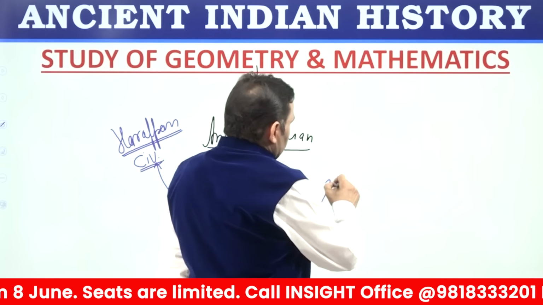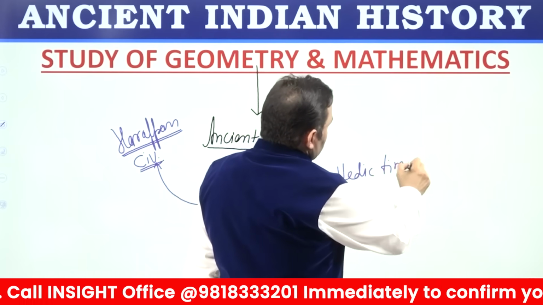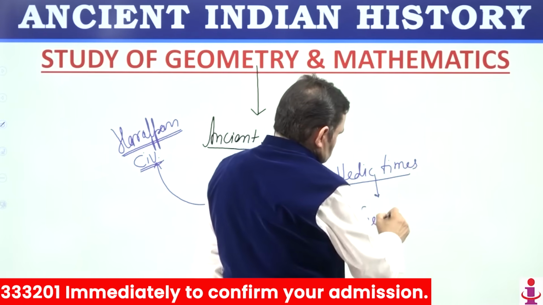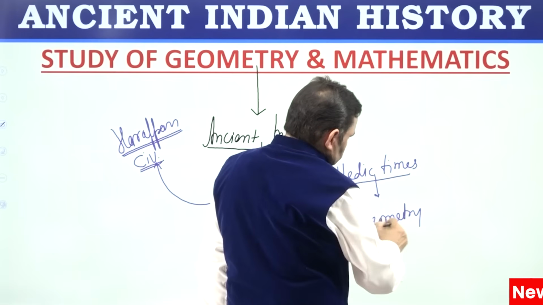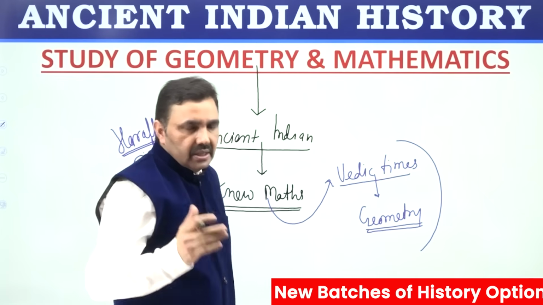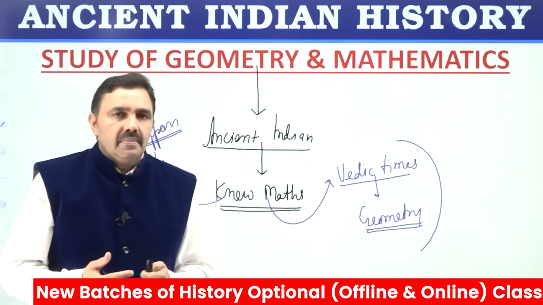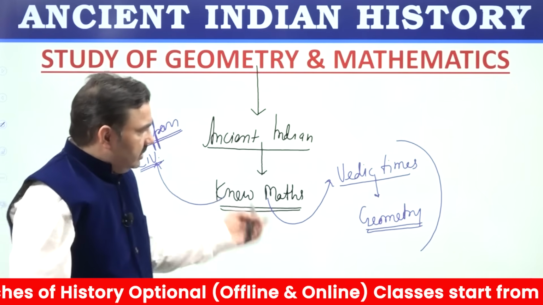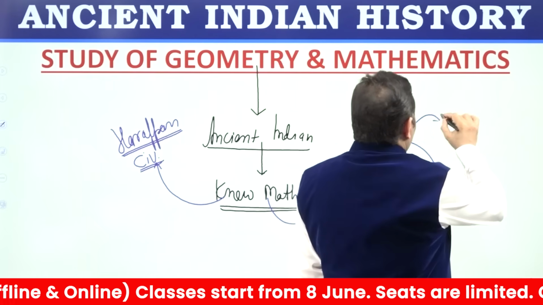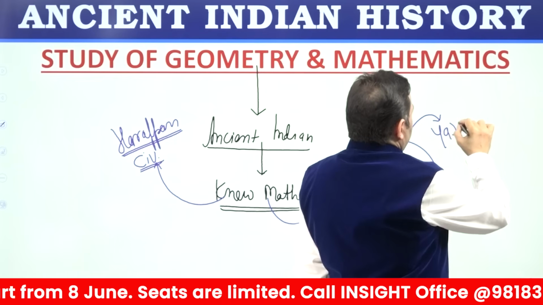In Vedic times also people knew mathematics, particularly geometry. Geometry is a branch of mathematics that deals with different shapes: squares, rectangles, triangles, circles, parallelogram, trapezium. So that's geometry. They knew geometry, and this knowledge of geometry is found in books like Yajurveda.